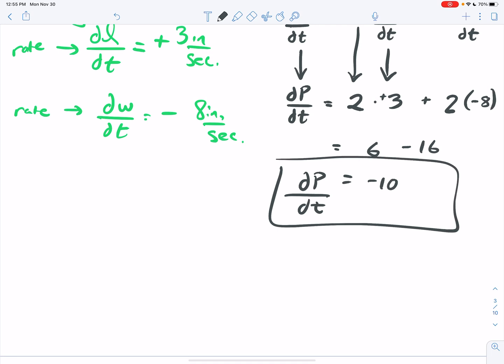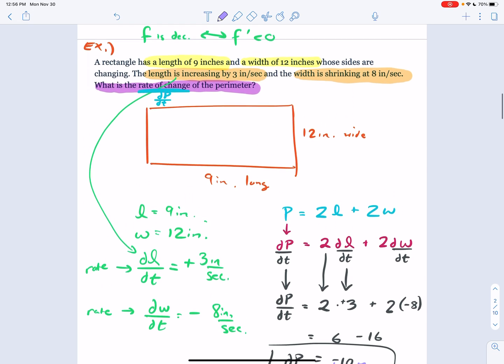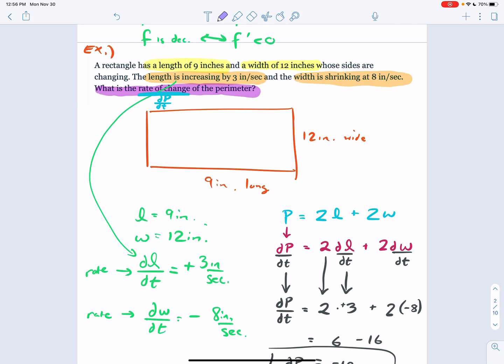So in short, this is your answer. What does this mean? This means that your perimeter is decreasing at 10 inches per second. We know it's decreasing because of that negative. And there you have it. It looks weird at first, but let's do a couple and make sure you're comfortable.